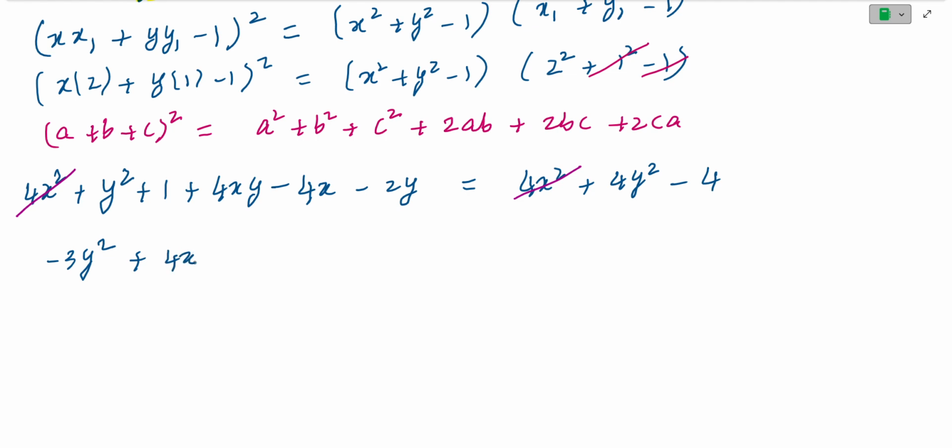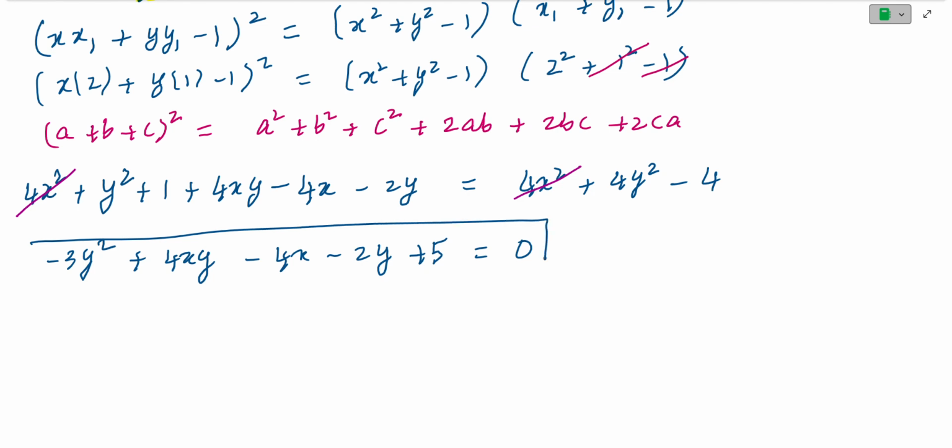There is no xy term on the right hand side, only the left hand term is there, that is 4xy. The x term, only one x term, that is minus 4x, and the y term, that is 2y. And here we have plus 1, and we have minus 4 here. Minus 4 can be transposed to the left hand side, so we are going to get plus 1 plus 4, it will be plus 5 on the left hand side. So this is the equation of the pair of tangents.